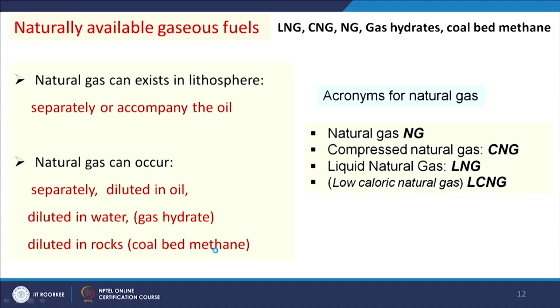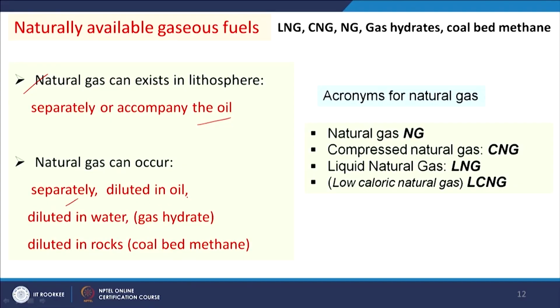And then we will see the naturally available gaseous fuels, which we have already discussed. We have natural gas, which can exist in the lithosphere separately or accompany the oil. It may be a separate gas or may be along with the oil. This natural gas can occur separately, dissolved in oil, and dissolved in water, that is gas hydrates, and dissolved in rocks, that is coal bed methane.